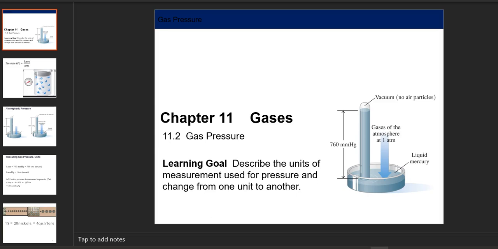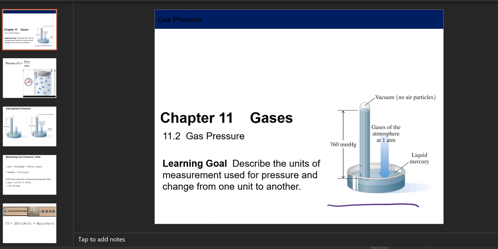Hey, this is 11.2 gas pressure, and your goals are to describe the units of measurement used for pressure and change from one unit of pressure to another. This is a barometer used to measure pressure. It's old school because it has mercury in it, which we can no longer have because it's toxic.